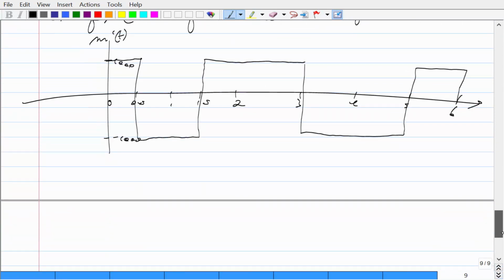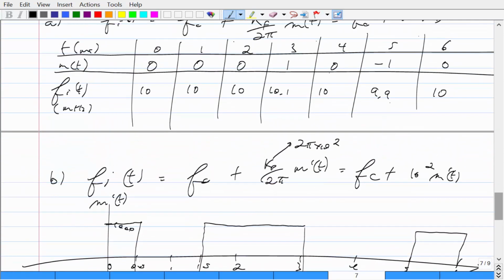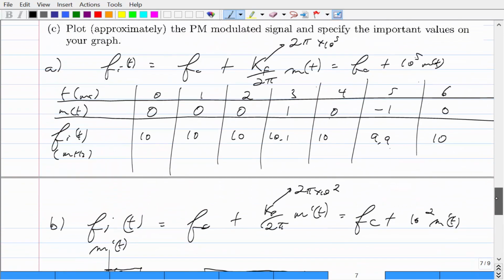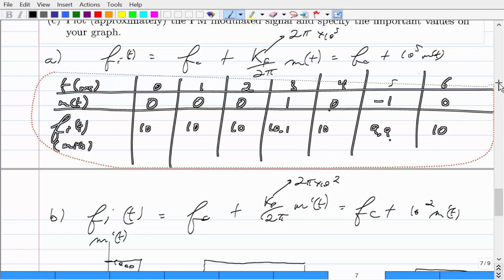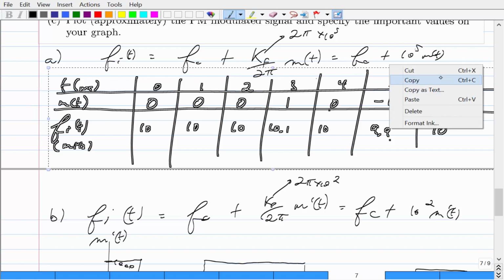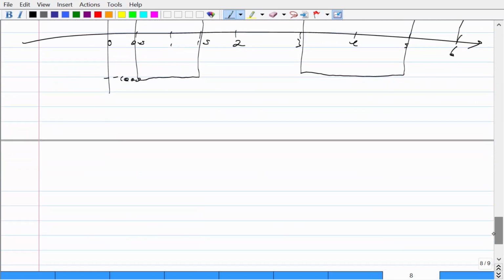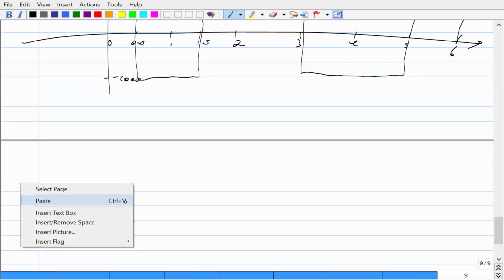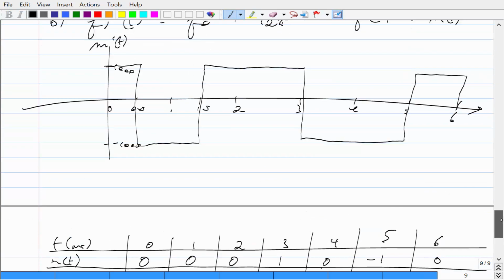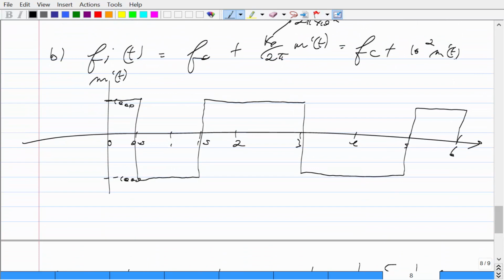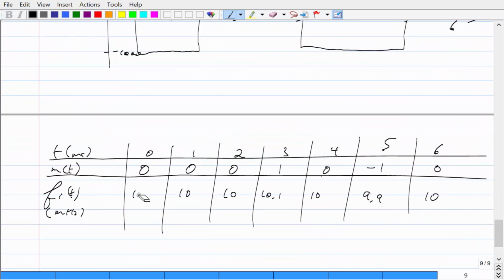Now that we have this in our pocket, all you have to do is repeat the same table above. Instead of using the original message, you're just using the derivative instead. So let me copy this table. We're going to use the same table, but instead of using the message itself, you're going to use the derivative of the message. So this is 5, and remember, this is our equation, fc plus 10 to the 2. All this is going to change. This is no longer valid because we are using phase modulation, so get rid of this, get rid of this, also get rid of all these.